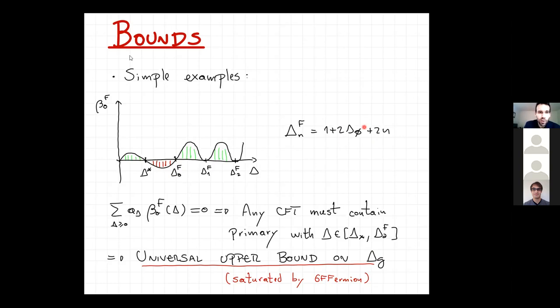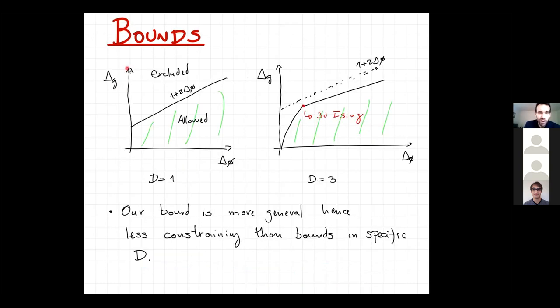So in other words, you can draw a plot which gives you a constraint on the CFT data. So this is the external dimension, delta phi. This is the gap of the CFT. And this is telling you that for any solution, any CFT, delta gap has to be below here in this region. So then this line is 1 plus 2 delta phi. And this cannot be improved. Okay? This is an optimal bound, which is saturated by the generalized free fermion. So this is an optimal bound in D equals 1.